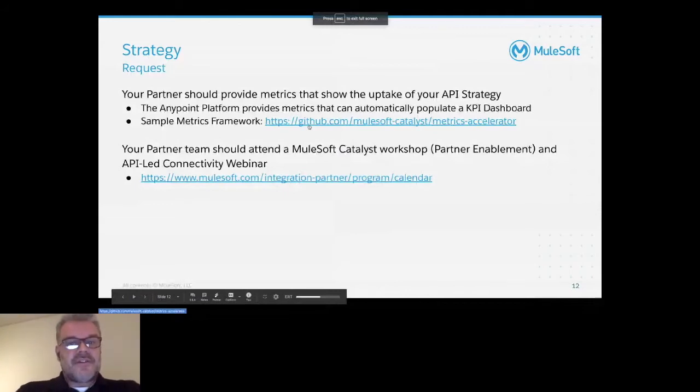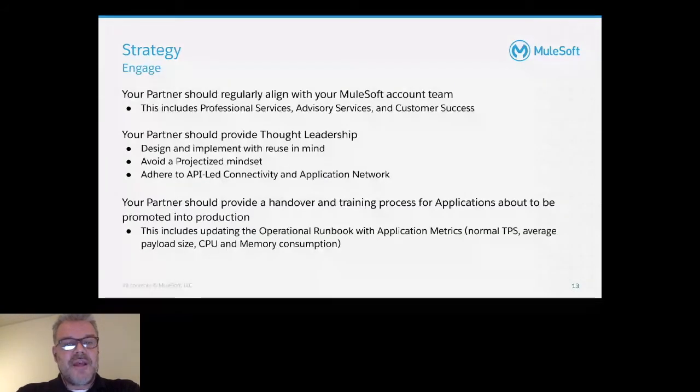So next, we had what should you share with your partner? What should you ask from your partner? And this is, how should you engage with your partner? Your partner should regularly align with the MuleSoft account team. There are three parties. There's MuleSoft customer success and the account team. There's the customer, and then there's the partner. So the partner needs to make sure that there's a three-party communication and alignment happening at regular intervals.